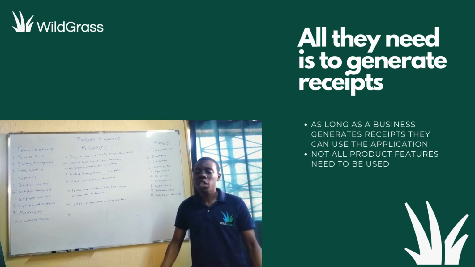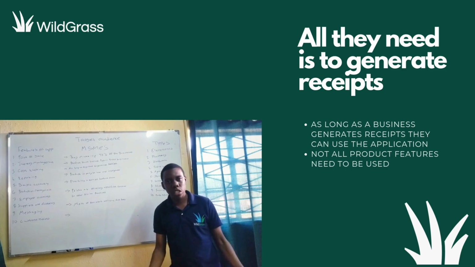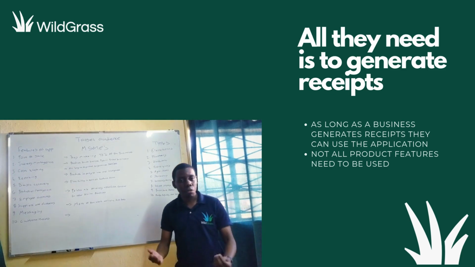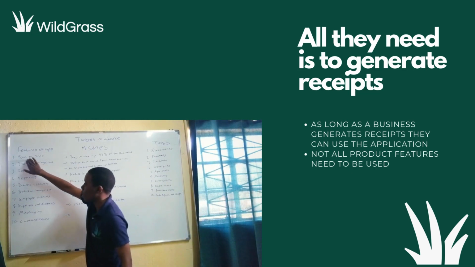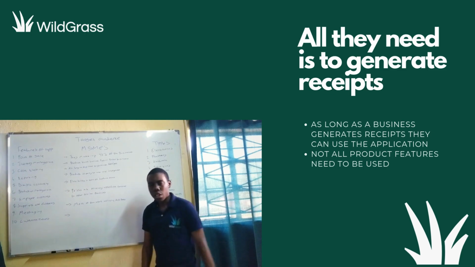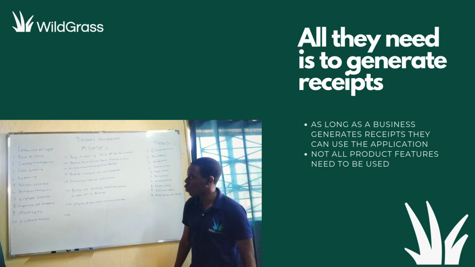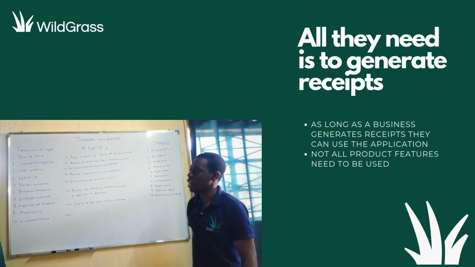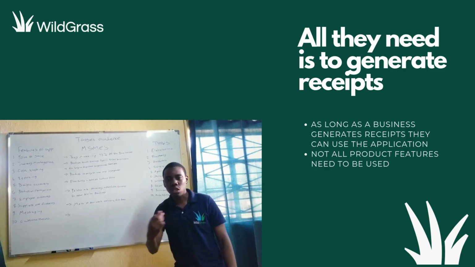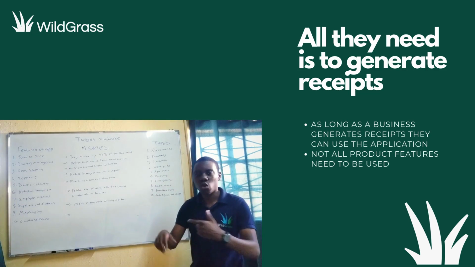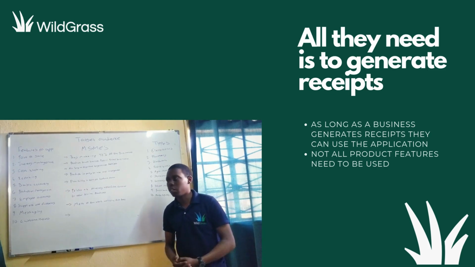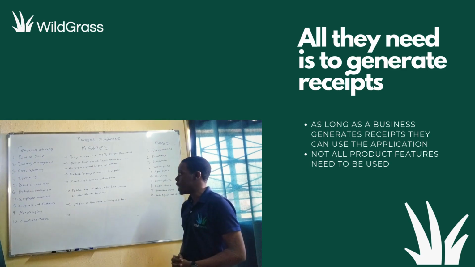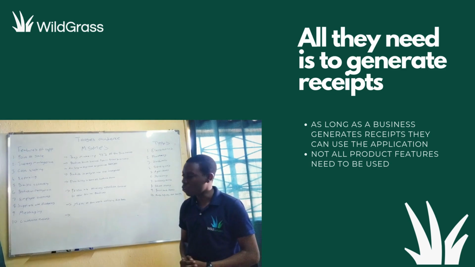Okay. Next point is, as long as they need to generate receipts, they will find value in using WildGrass. So as long as a business needs to generate a receipt, they will be able to find value in WildGrass, even if they may not appreciate the other features that it comes with. As long as they are using WildGrass for the point of sale functionality, then they will find use in it. And a lot of MSMEs need a system that helps them track transactions in real time, generate receipts, and keep track of that information to do their basic accounting. So WildGrass would be ideal for these types of businesses.